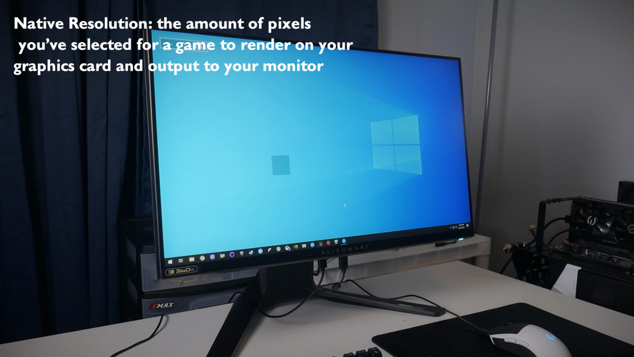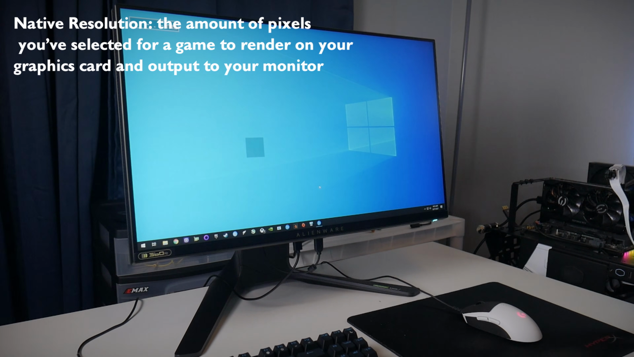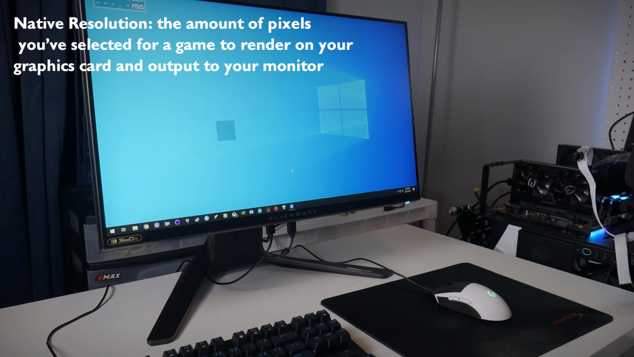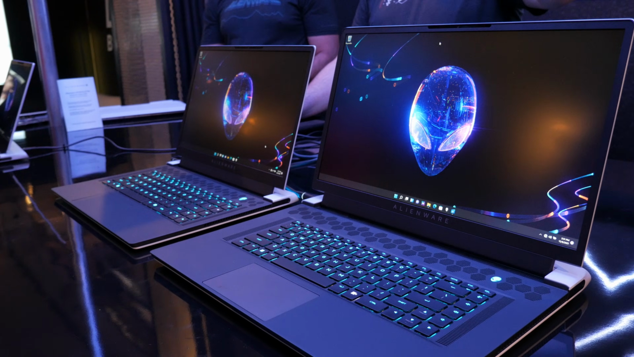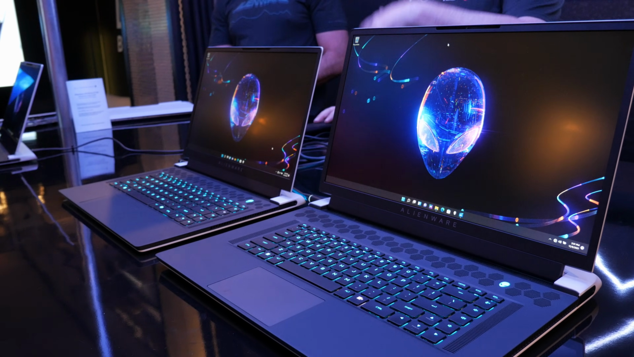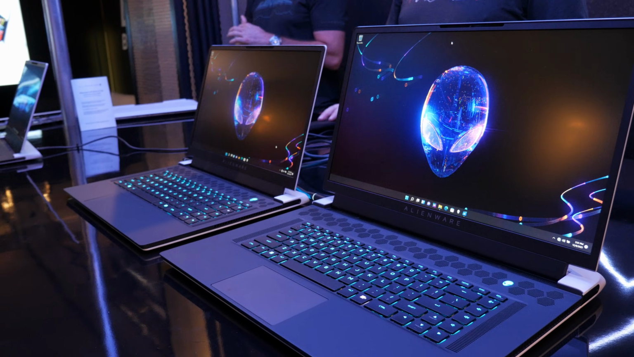Before getting into the thick of things, it's probably best to make sure you have a solid understanding of just what I mean by native resolution. The easiest way to explain it is simply the amount of pixels you've selected for a game to render on your graphics card and output by your monitor. It's that simple. By selecting 1920 by 1080 in a game setting, you are telling the game to render and send a grid of pixels from your graphics card to your monitor that is 1920 wide by 1080 tall. Assuming your monitor supports 1920 by 1080, that means that you are seeing the same amount of pixels on your screen that the graphics card is spitting out.